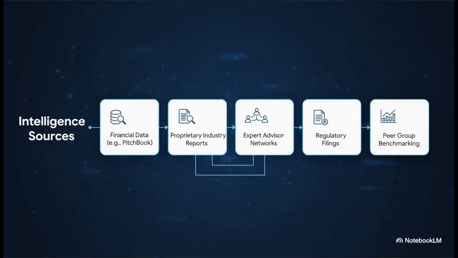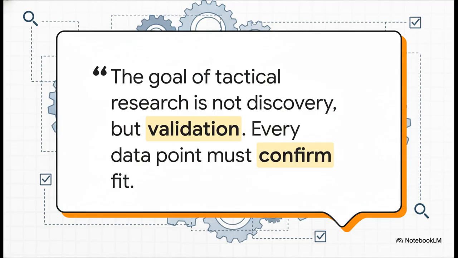These are our primary tools for validation. We're synthesizing financial data from sources like Capital IQ and PitchBook and combining it with the qualitative insights we get from our expert networks. This lets us conduct really rigorous peer group benchmarking. The whole goal is to use every available data point to build an objective third-party case for or against a target's strategic fit. I want you to really understand the philosophy of this phase.